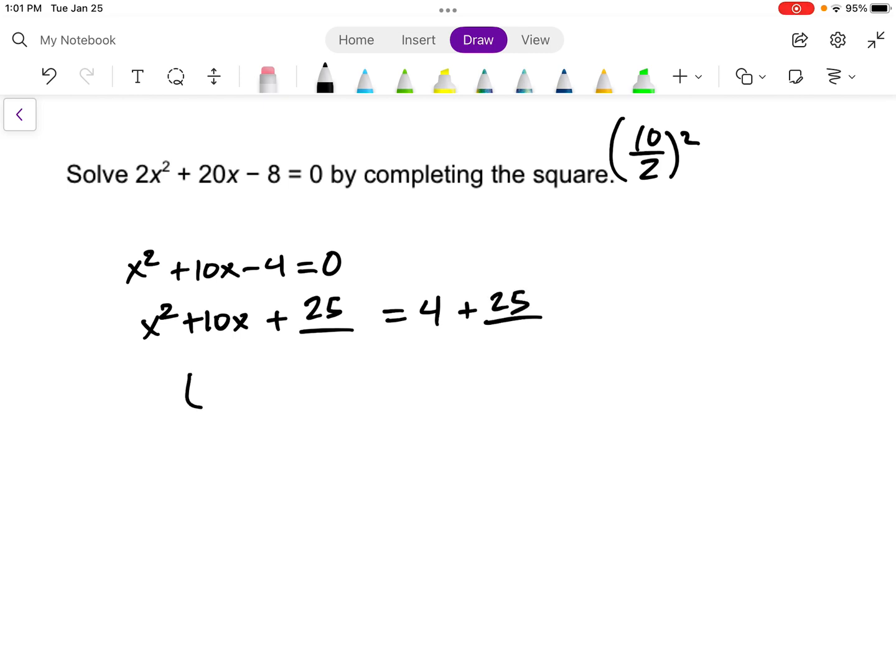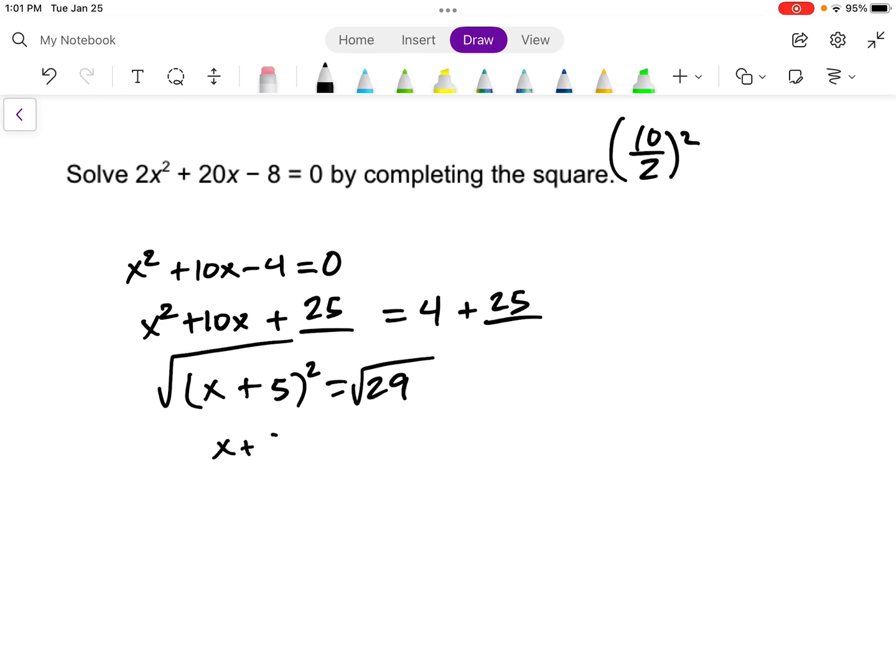Okay, we can factor this now. We got an x, and what do I square to get 25? 5, and there's a plus. On the right side, I add those together. 4 plus 25 is 29. Okay, now I've completed the square. I have it now in a form where I can solve easily. So get rid of the square by taking the square root.